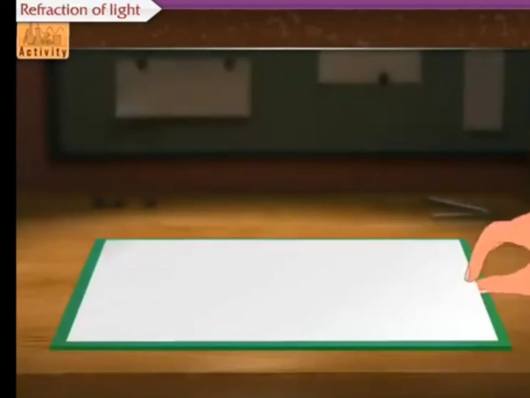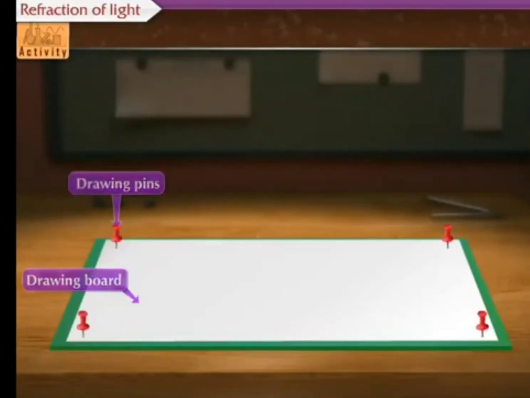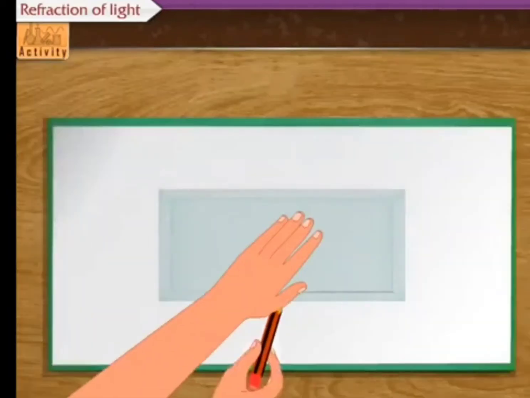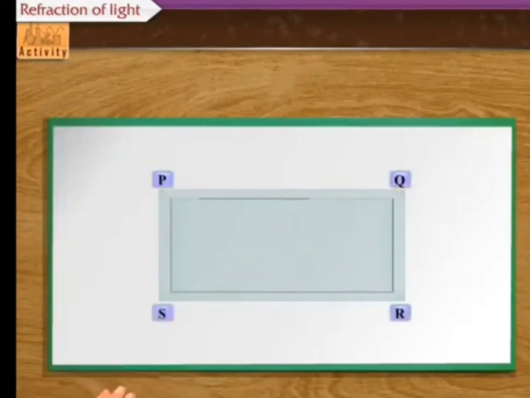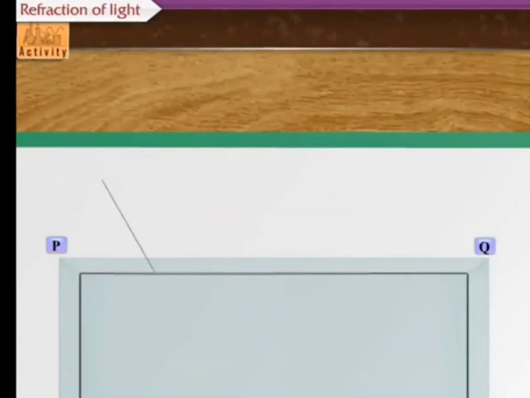Activity. Let us first fix a white paper on the drawing board with the help of drawing pins. Now, keep a glass slab on the paper and draw its outline PQRS. Let us now draw an inclined straight line on the side of PQ in such a way that this line intersects PQ at N. On this line, let us pierce two pins vertically at 2 points A and B.